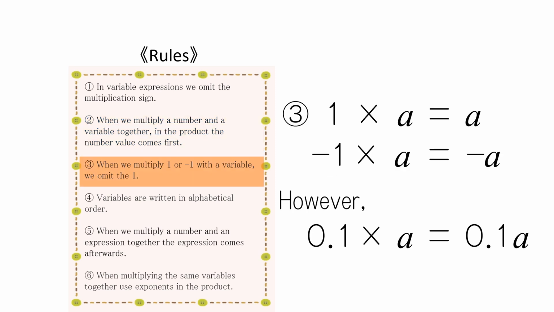The third rule is that when we multiply 1 or negative 1 with a variable, we omit the 1. 1 times a is expressed as a. Negative 1 times a is expressed as negative a. However, keep in mind that 0.1 times a is expressed as 0.1a.